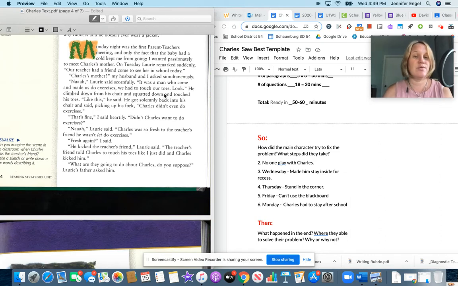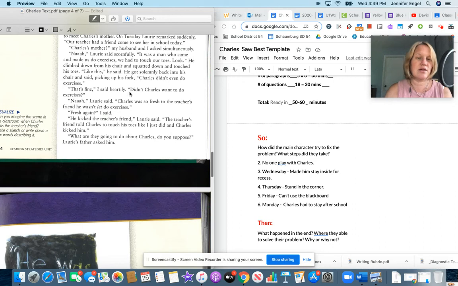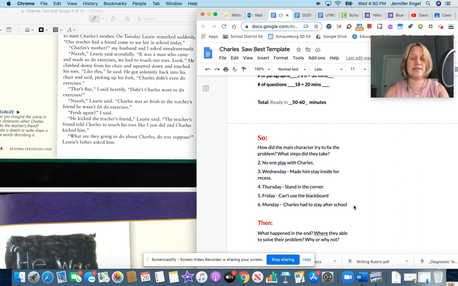We had to touch our toes. Look. He climbed down from his chair and squatted and touched his toes. "Like this," he said. He got solemnly back into his chair and said, picking up his fork, "Charles didn't even do the exercises." That's fine, I said heartily. Didn't Charles want to do the exercises? "Nah," Lori said. "Charles was so fresh," so again, that word fresh comes up again, "to the teacher's friend that he wasn't let to do exercises."